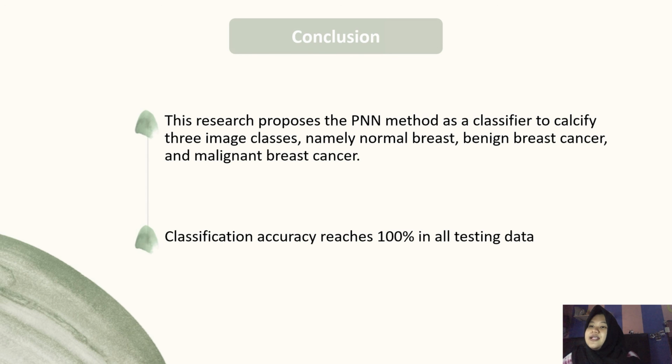The conclusion: this research proposed the PNN method as a classifier to classify 3 image classes, namely normal breast, benign breast cancer, and malignant breast cancer. By using several pre-processing steps such as: first, resize to reduce calculation and equalize size, convert to grayscale to get GLCM feature extraction, third, median filter to eliminate noise, and followed by segmentation operation using GMM and GLCM feature extraction, it proved to produce a classification method that can work very well on a small dataset. Classification accuracy reached 100% in all testing data.